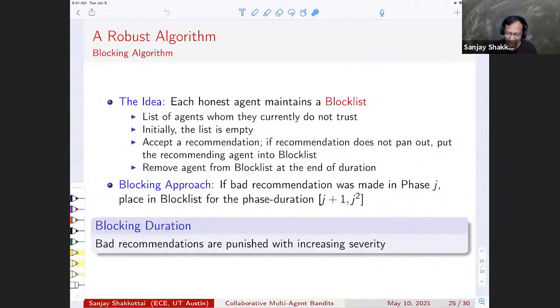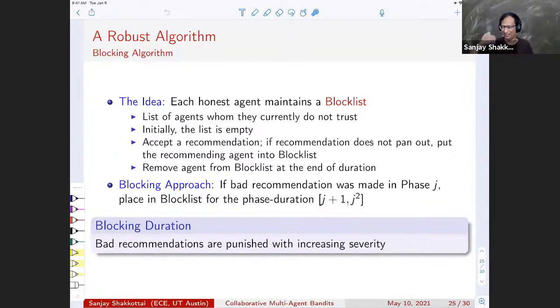The idea here is that each honest agent maintains a block list. It's a list of agents who they do not currently trust. Initially the list is empty. You accept a recommendation. If the recommendation does not pan out, put that recommending agent into the block list. Each agent has a different block list. I'm talking about a single agent's perspective here. Say I have a block list, and I'll put an agent in it for a certain duration. The duration is the following: if I put it in at phase J, I'll pull it out only at J squared.